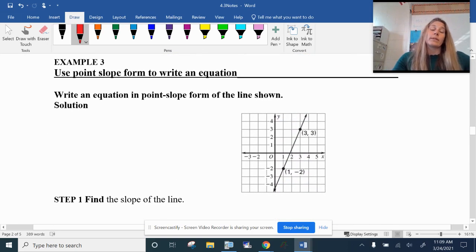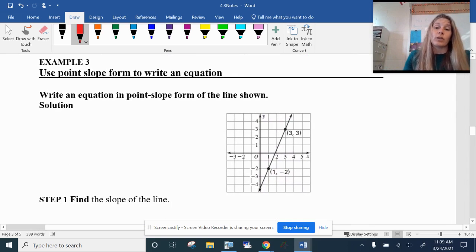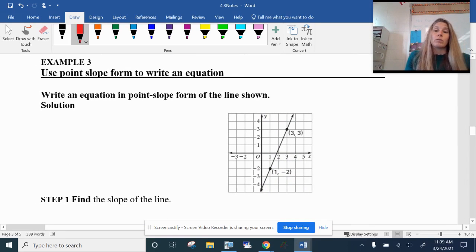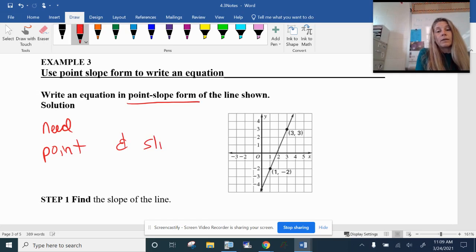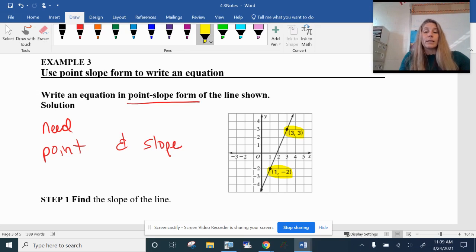Okay, so using point slope form to write an equation. So now this time I'm going to write the equation, but I'm going to get the information off this graph. So again, if I'm going to put something in point slope form, I need a point and I need a slope, right? So you need a point. It could be any point in the line, and you need a slope. Now in this case, they're already giving us two defined points right there that are nicely labeled. So it makes sense that we use one of those.